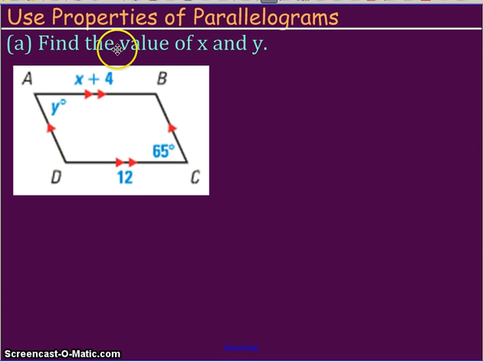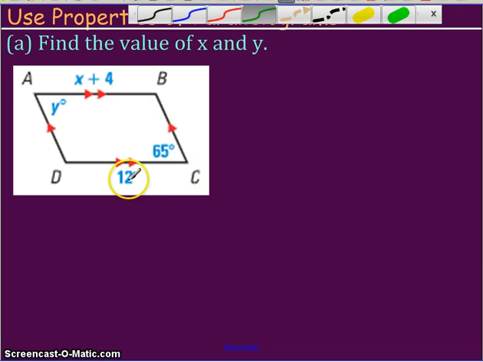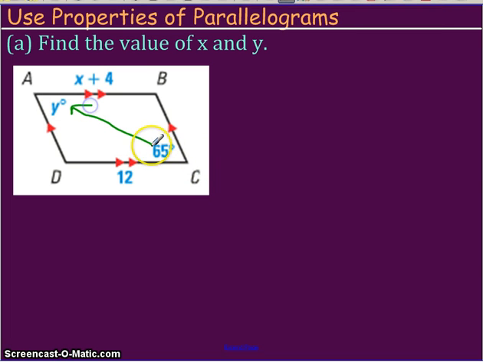Alright, use the properties of parallelograms. We're supposed to find x and y. Notice that we now have some expressions that we're supposed to set up an equation for. First off, the y is going to be very easy because opposite angles are going to be congruent. So if angle C is 65 degrees, then angle A is also going to be 65 degrees. So that's going to be our y.